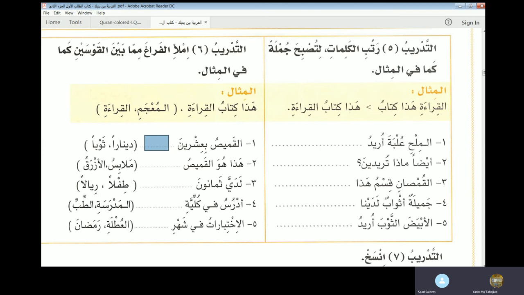Al-Kamisu bi ishirina dinaran. Oh, that is dinar. Translation? The shirt is 20 dinar. Okay. Al-Kamisu, what is the meaning of this? Oh, I'm sorry. Azraku. This is a blue shirt. Okay, next.